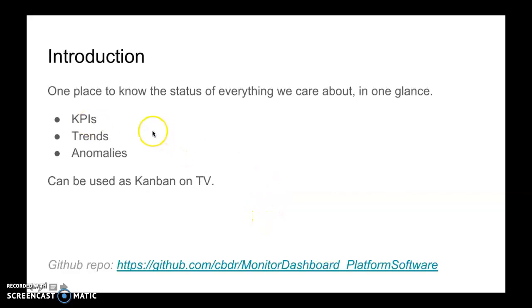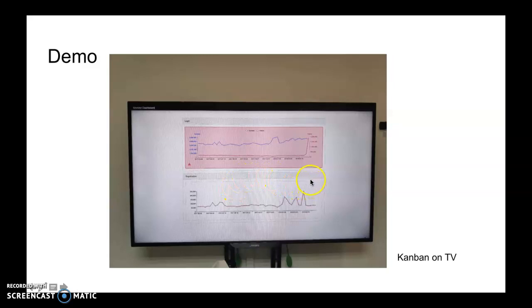We build a place to know the status of everything we care about. And just in one glance, you can see KPIs, for example, the registration count, login success rate, error rate, and the reset password count. And then you can see the trends and even anonymous. And this can be used as Kanban on TV. And let's see our demo.